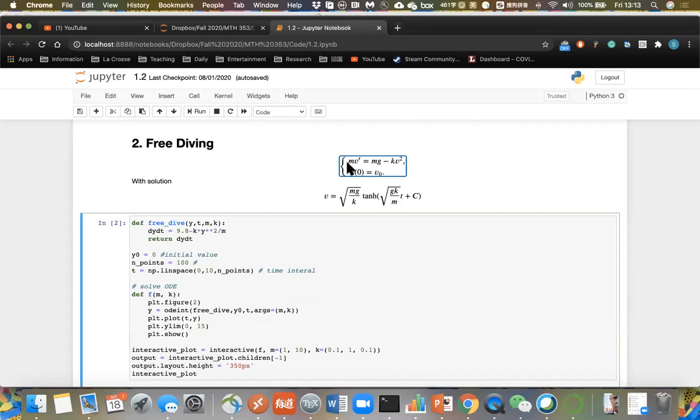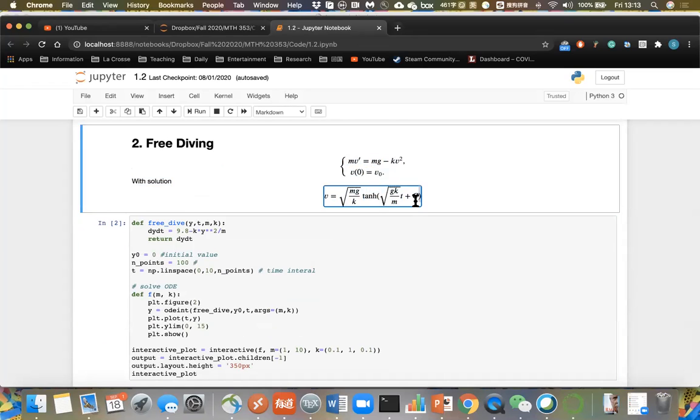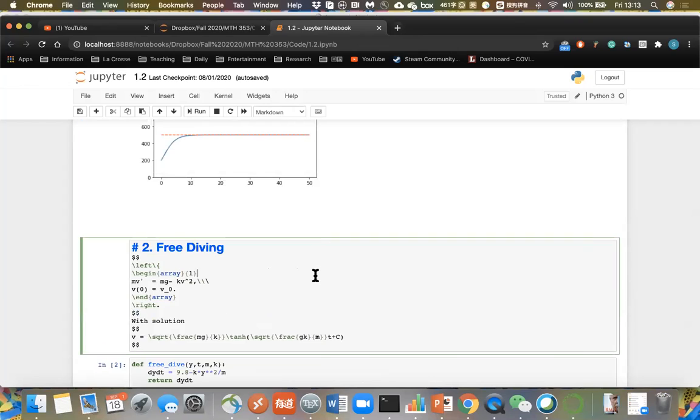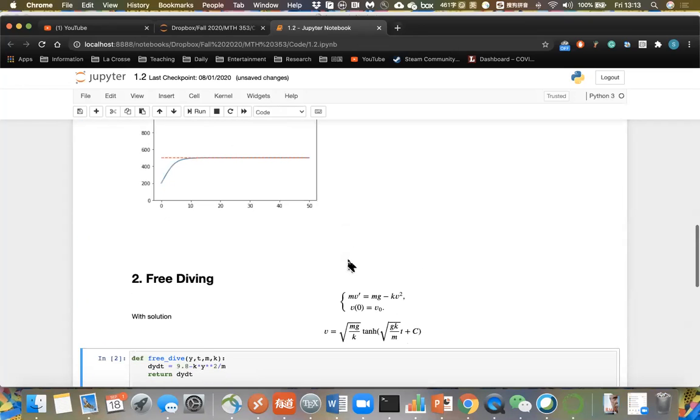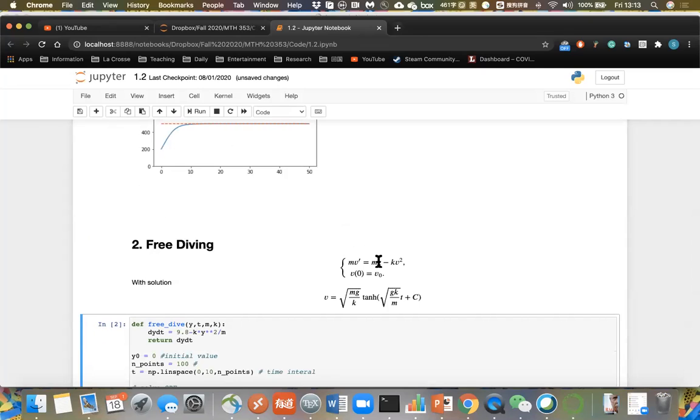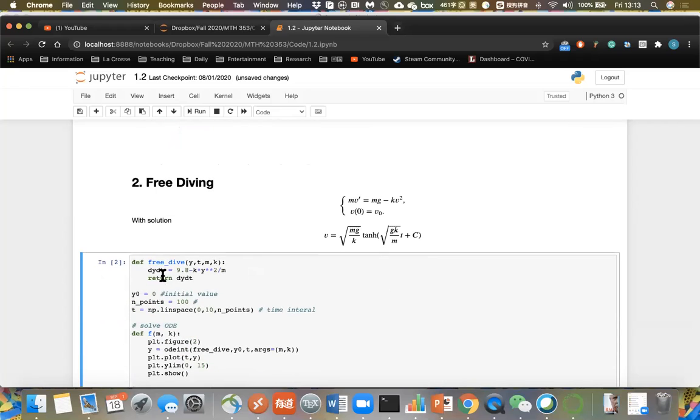Okay. Now we're going to go and solve this one. This is going to be the free diving one. How many parameters do we have? We have M and G, they're fixed. We have a K, which is basically how big the air resistance is going to be. And let's see what's going to happen here.